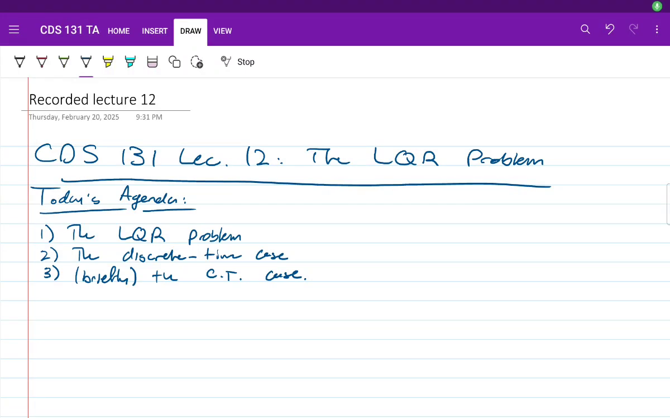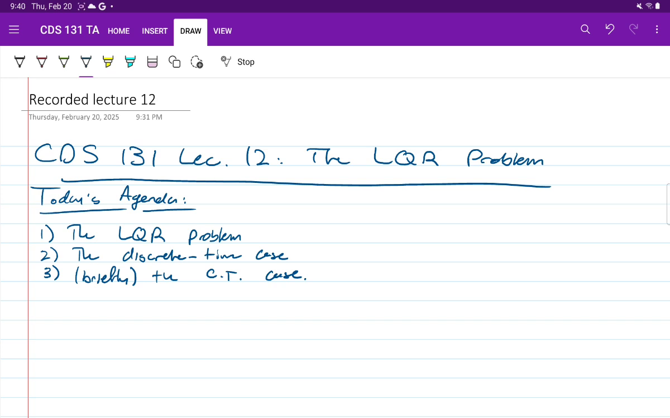Welcome back. Today we're going to talk about the LQR problem, which is a very special case of the optimal control problems which we discussed in the previous lecture. So we're just going to start off by defining what the LQR problem is, both in the discrete and continuous time cases. Then we're going to take a more in-depth look at the solution to the discrete time case. This is where we'll spend most of our time during the lecture.